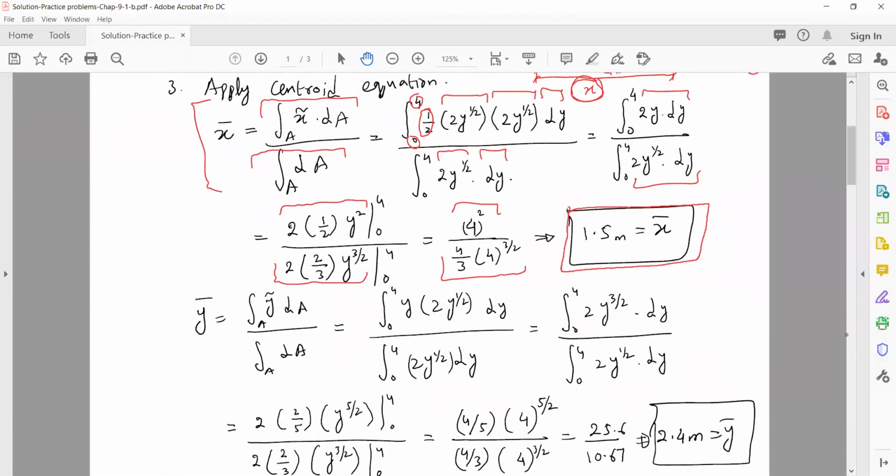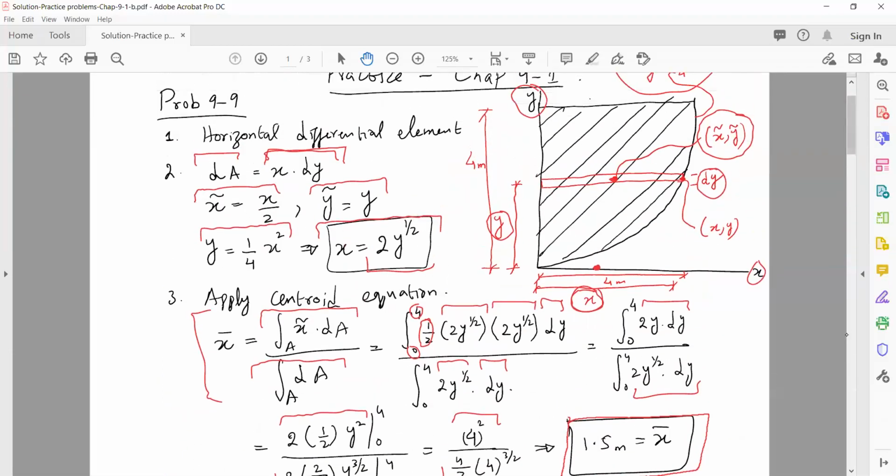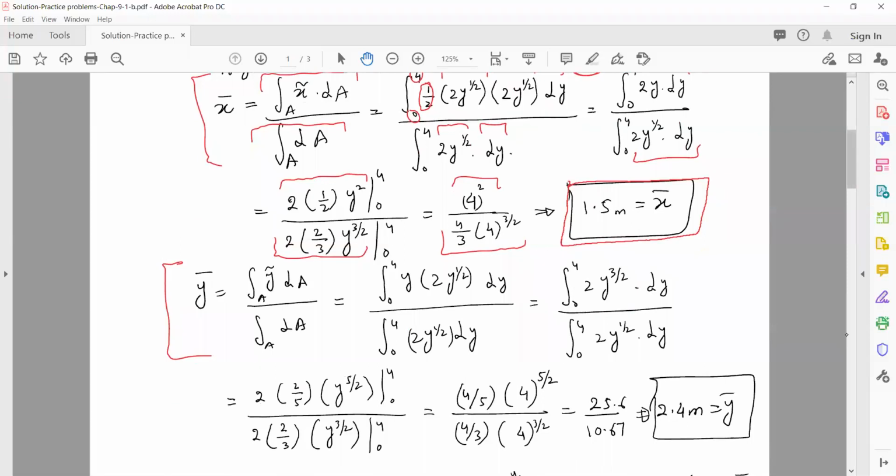All right, so y bar, we know the equation. What is the equation for y bar? It's the integral of y bar of the element times dA divided by the integral of dA. Okay, so just put in the values. Y bar, we know what is the value of y bar. Y bar equals y, right? And y equals 1 by 4 x squared. Okay, so we'll just put in the values.